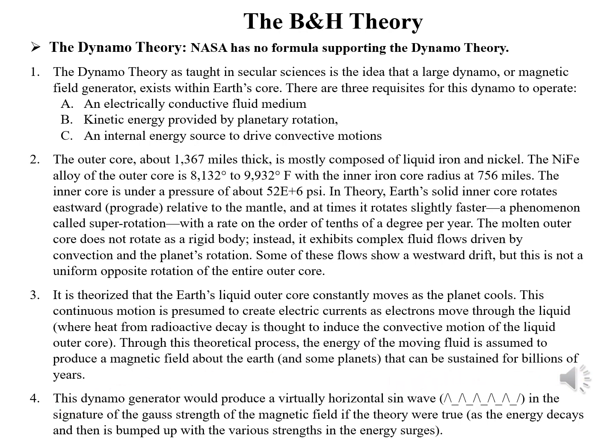As we went through our basic theory of electromagnetic forces, you have electrons in the fluid, they're moving and rotating around the Earth, and they are producing a magnetic field. So the theory goes. This dynamo generator would produce a virtually horizontal sine wave in the signature of the Gauss strength of the magnetic field if the theory were true, as the energy decays and is bumped up with various strengths in the energy surges.